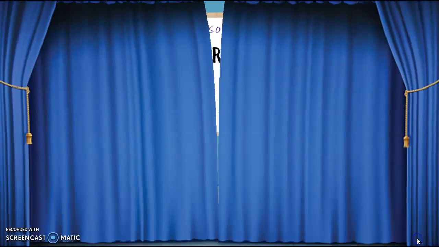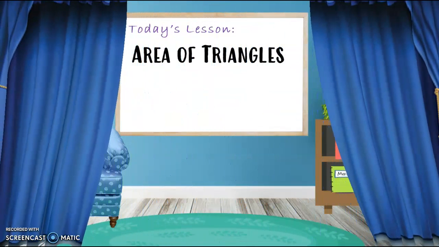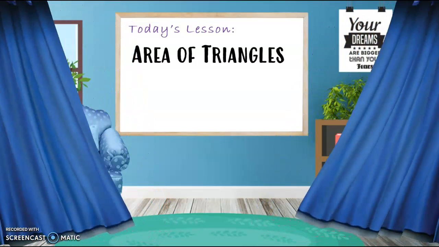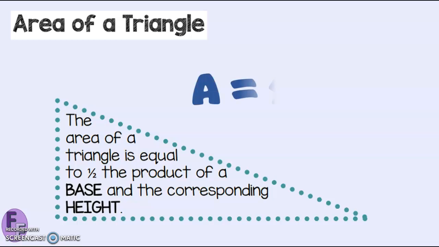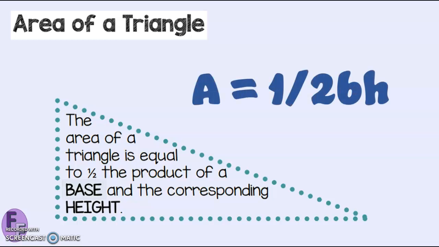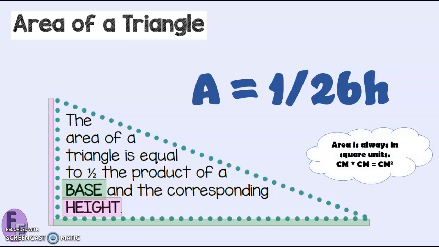Today's lesson, area of triangles. The area of a triangle is equal to 1/2 the product of the base and the corresponding height.